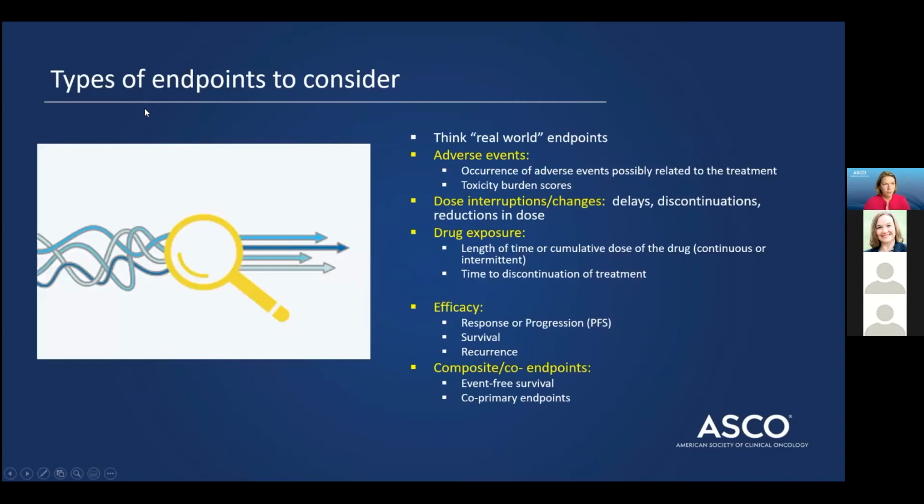So there are different types of endpoints, as I just alluded to. An optimal endpoint might not really be practical. So a lot of us have been talking about different real world endpoints you might use in this setting, looking at things like adverse events. One of the things that we've been talking a lot about is dose interruptions or changes, delays or discontinuations.